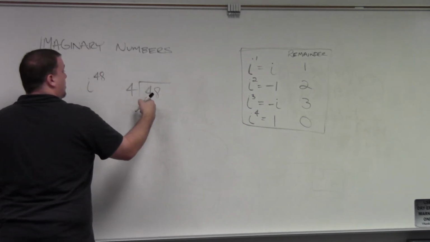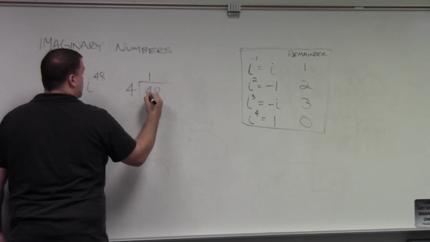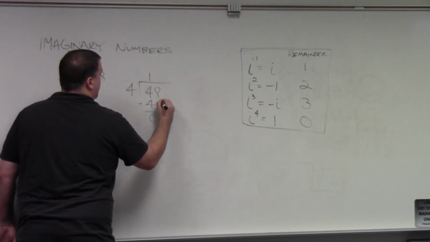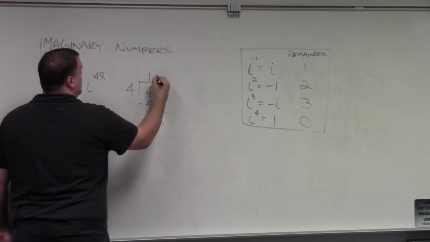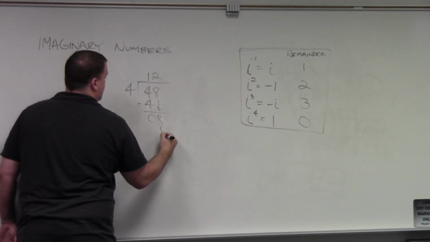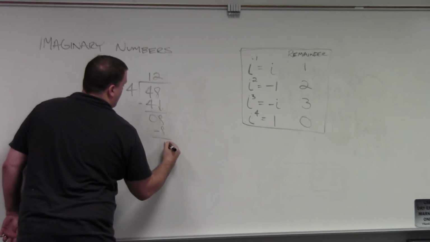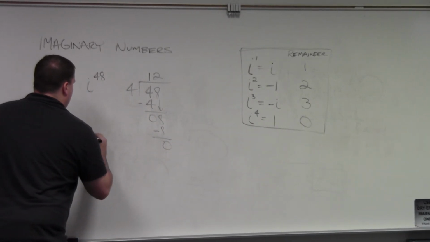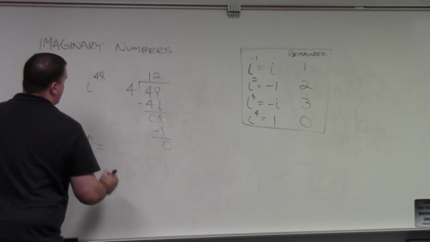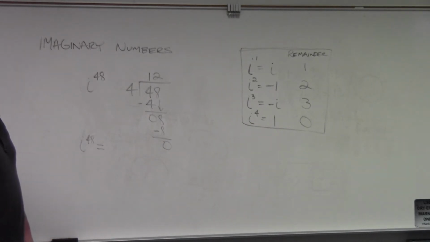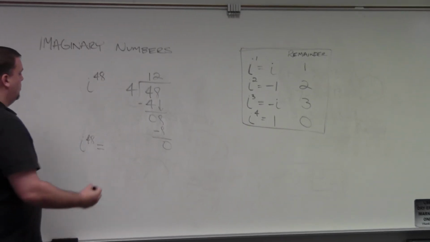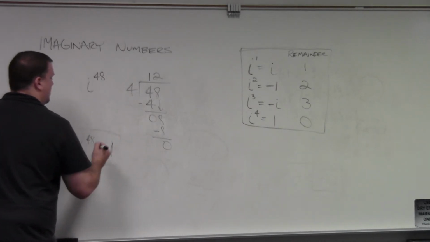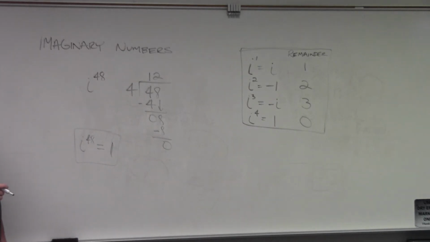So 4 can go into 4 one time. Bring 8 down. 4 can go into 8 two times. I get a remainder of 0. So looking at our chart, i to the 48th is equal to 1. Not so bad, right?